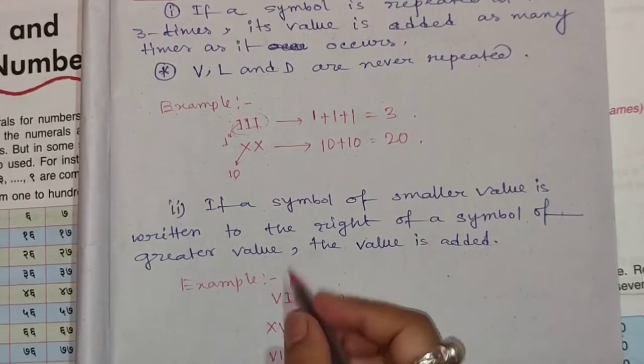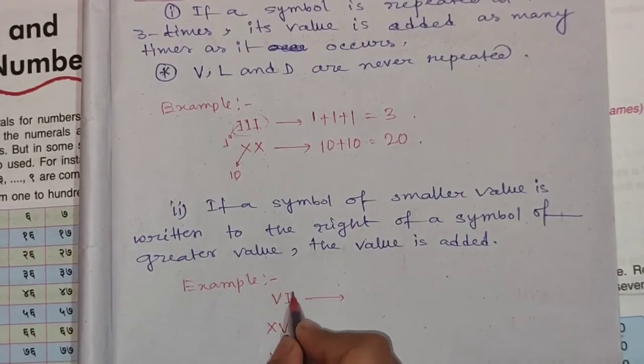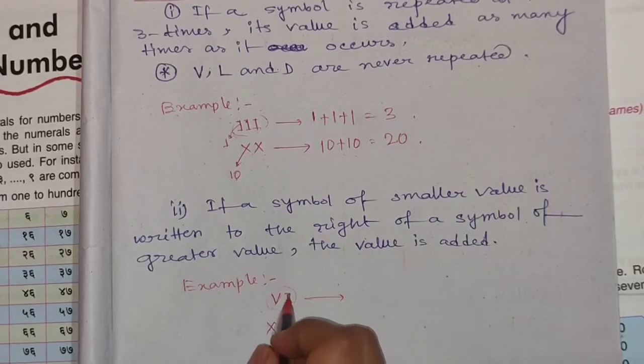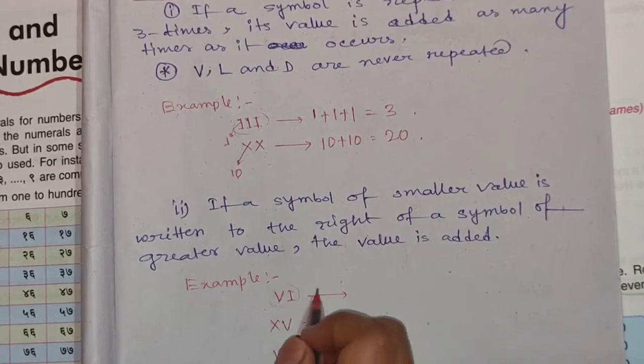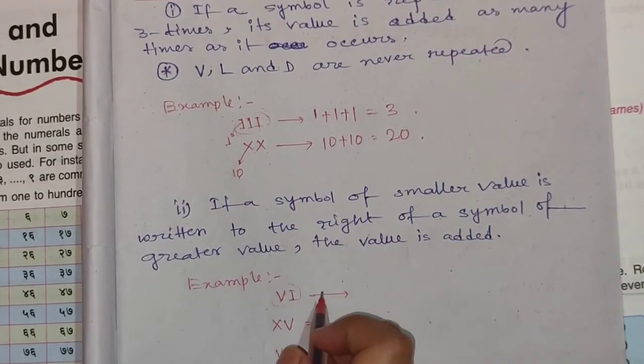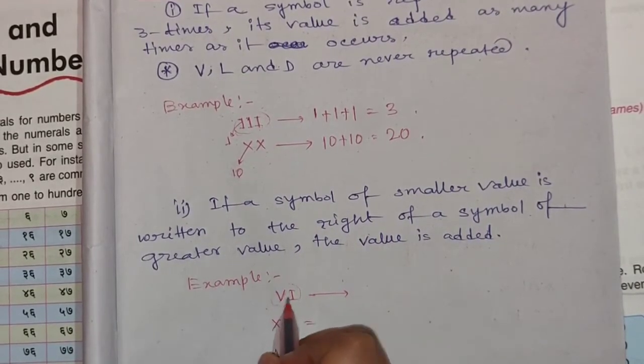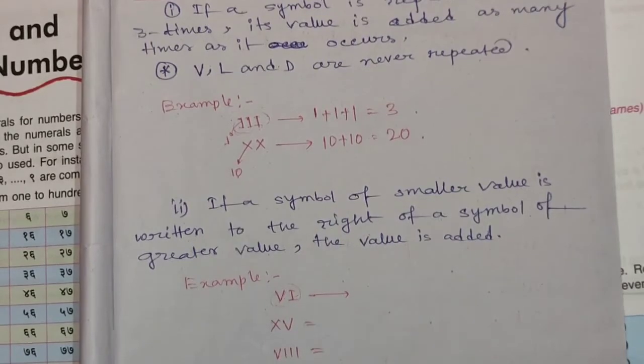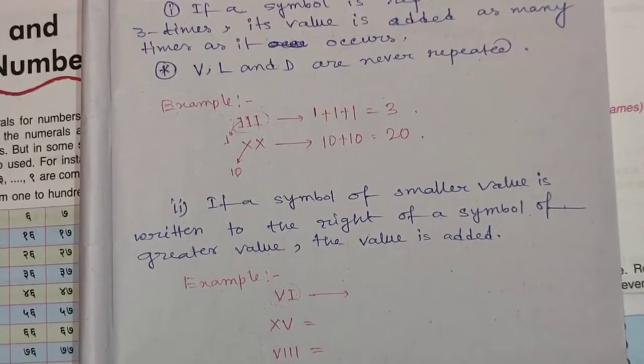So let's see some examples. VI. Here two symbols are mixed, right? So V represents 5, I represents 1. So what is the smaller one? I is smaller, and I is also written on the right hand side of V. So the smaller value is written to the right side of the greater value. I have told you, when the smaller value is written to the right side of the greater value, the value will be added.